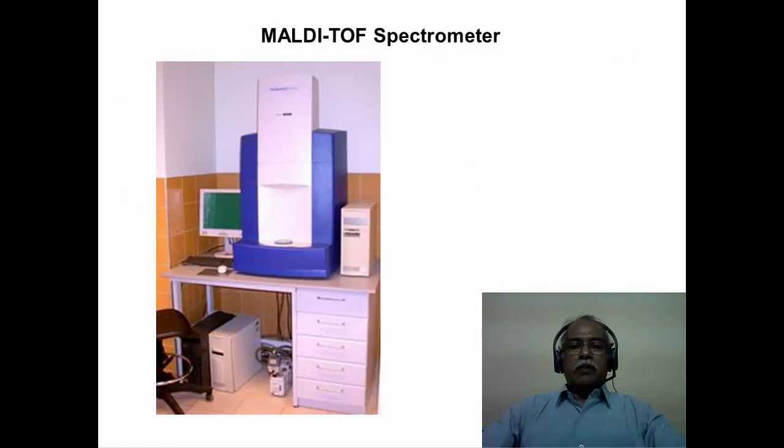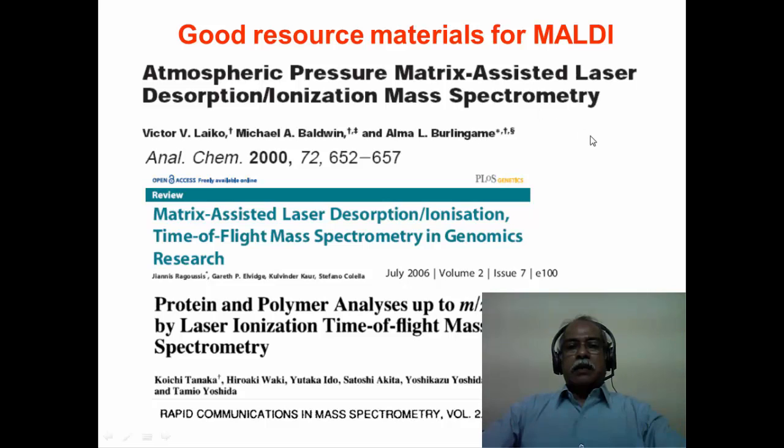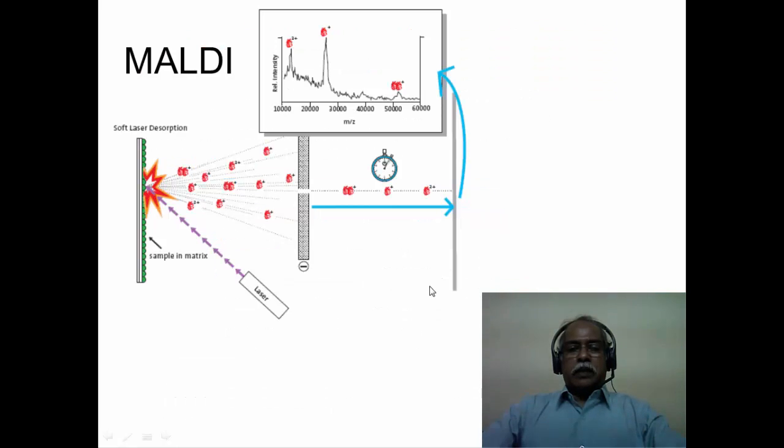Now we will go to the other most important mass spectrometry technique, namely matrix assisted laser desorption ionization mass spectrometry as the ionization source and time of flight as the analyzer in this particular mass spectral ionization analyzer combination of mass spectrometer. A good resource for the MALDI spectrometry is the 2 reviews that are given here. One is published in Analytical Chemistry in 2000. The other one is published in Rapid Communications in Mass Spectrometry in 1988. Both of them are good sources of information as far as matrix assisted laser desorption ionization mass spectrometry in combination with the time of flight analyzer is concerned.